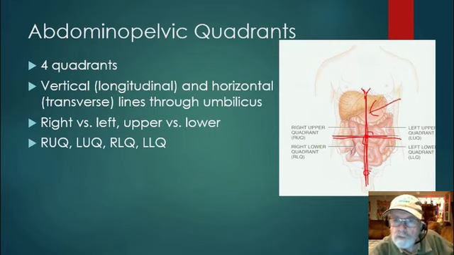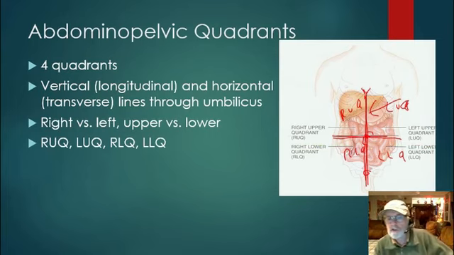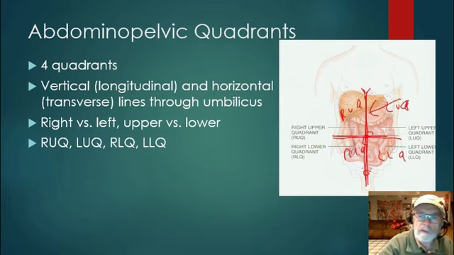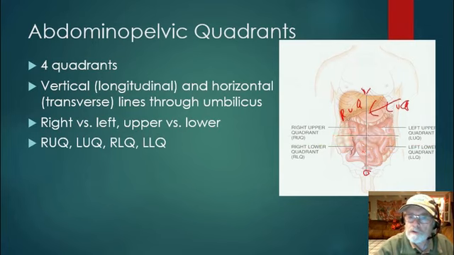So now all of a sudden I have quadrants, and this one up here is called the right upper quadrant. There's the left upper quadrant, left lower quadrant and right lower quadrant. So we can divide those. Now, what's the importance and what's the significance of that?